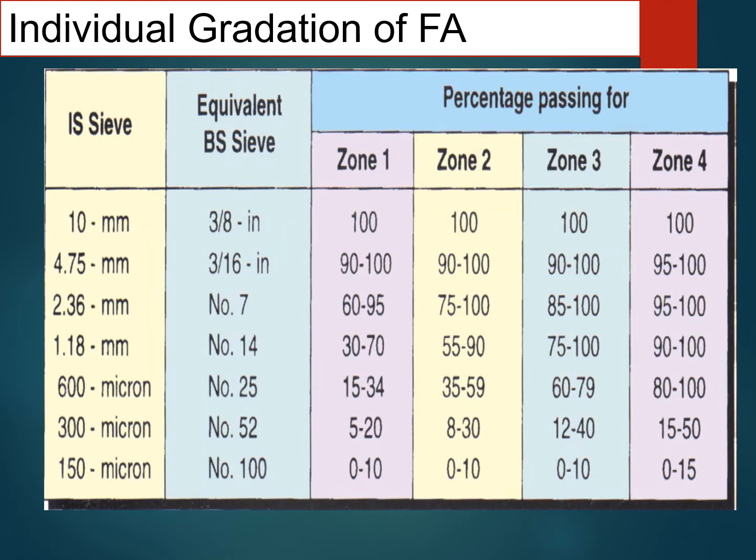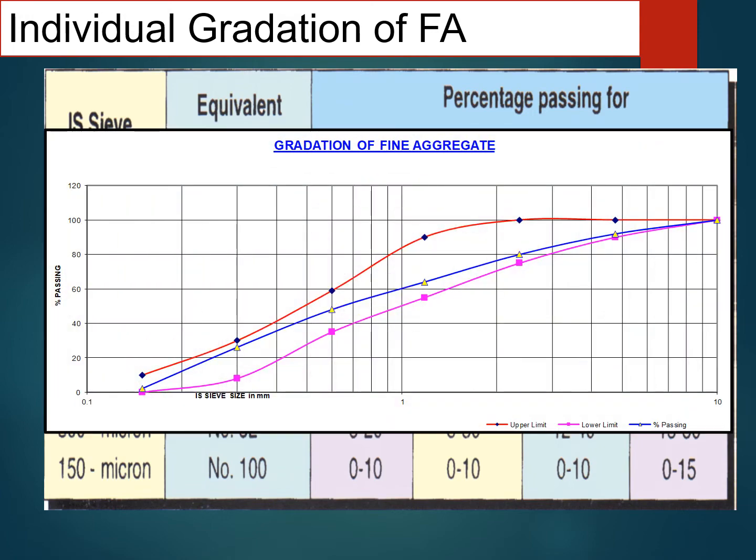If you see the individual gradation of fine aggregates, you have sieve sizes and the equivalent BS sieve size. And for fine aggregate, you have zone 1, zone 2, zone 3 and zone 4 sand required to be passed. Gradation of fine aggregate has to be done. It should be defined as the zone based on the percentage.